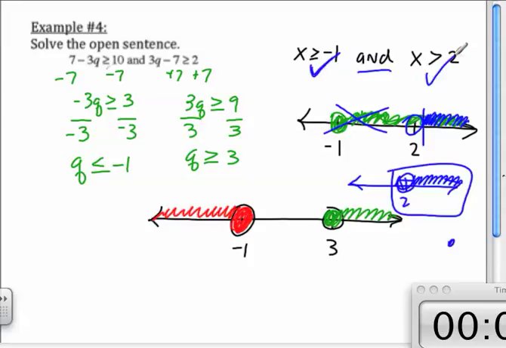Okay? But that's not what this problem was. This problem gave us this and this. And they don't overlap at all. So there is no solution for this one.